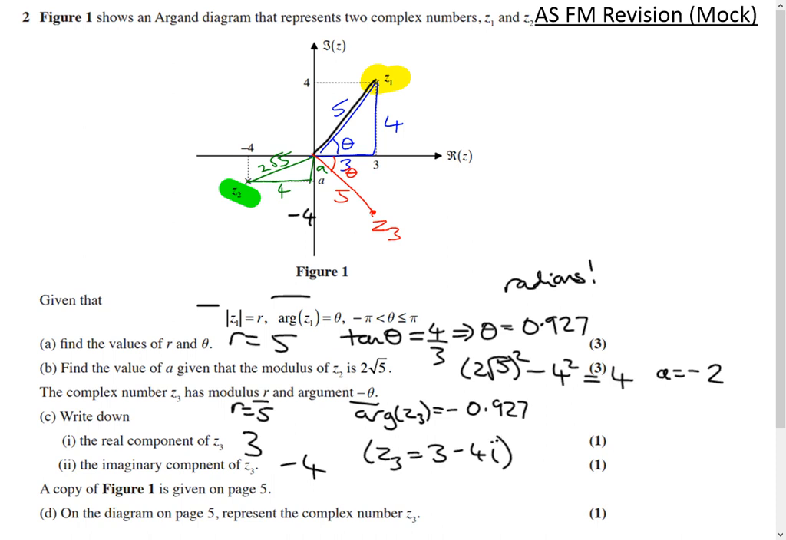Okay, it looks like I've already answered part D. So we've got a copy of figure 1. I've already actually plotted Z3, but for part D, we've just got to put Z3 in the correct place. I know it's just a sketch, but we've got to try and get it right. So it should be in line with Z1, because it's got the same real component, 3, and the negative 4 should be roughly the same distance from 0 as the 4 is up there. So you just plot Z3. Whenever you do anything on the diagram, you should label it as well.